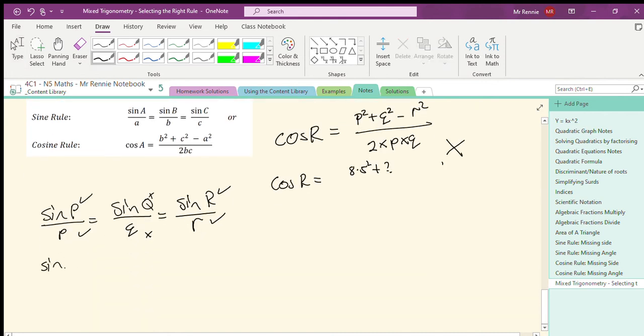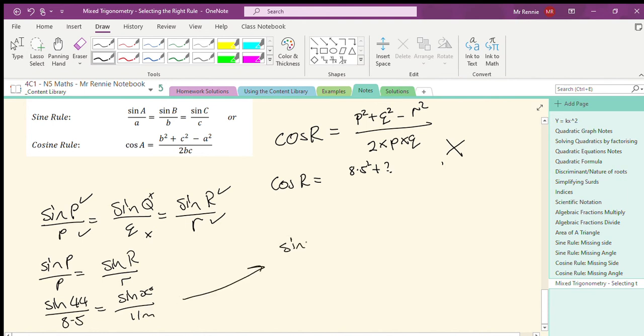So putting in your data, sine of P over p equals sine of R over r. That's going to be sine of 44 over the length of p, which was 8.5, equals sine of R, which is x, over the length of r, which is 11 meters. I'm going to do the rest of my working over here. My advice, swap them round so that you've got the x part on the left hand side, so we can have it written a bit nicer.